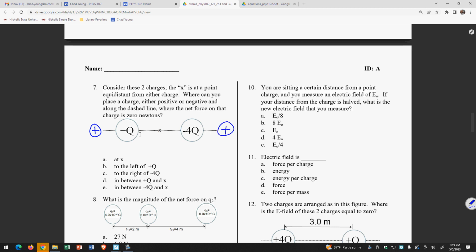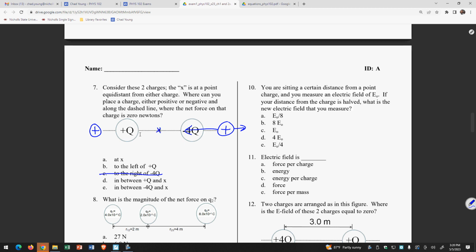So imagine that it's positive over here, and notice that I have a really big force attracted to the negative 4q, because I'm really close to that big charge, and then I have a little force that's repulsive from the plus q charge. It's a little charge, and I'm far away from it, so it's a little bitty force. I'm never going to get a 0 force there because the one force is always going to be bigger than the other force. So it can't be to the right of the minus 4q.